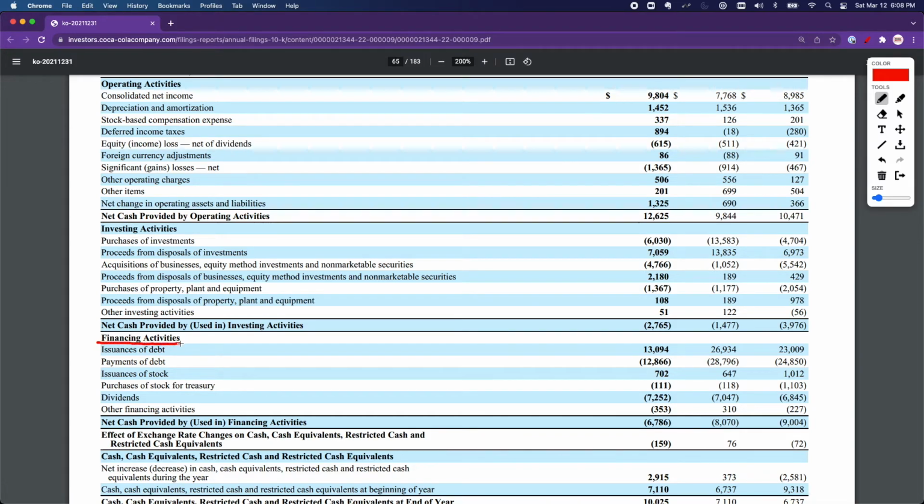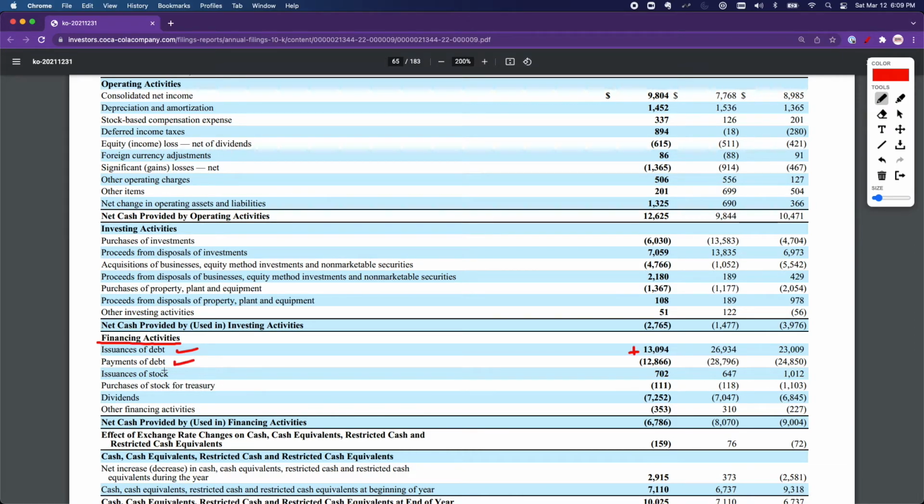All right, and finally here we have the CFF, or cash flows from financing activities. This is pretty straightforward as well. The first line is the issuance of debt. So obviously here you can see that Coca-Cola raised some capital using debt instruments like bonds or maybe credit notes. So that's $13 billion worth of debt or capital raised through debt instruments.